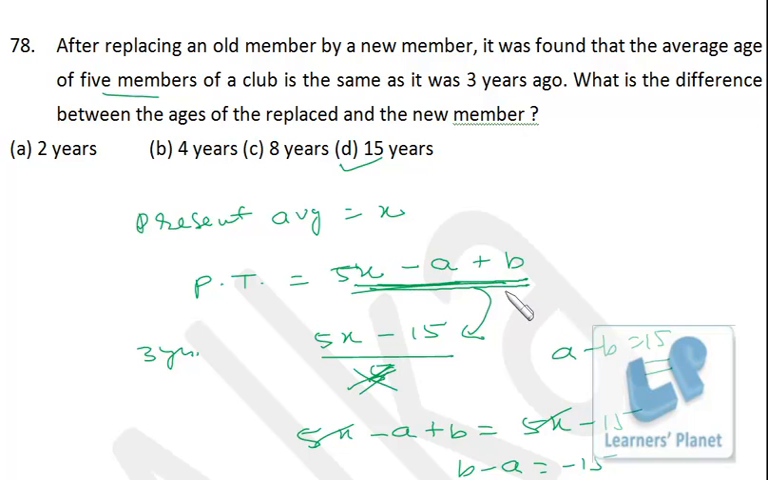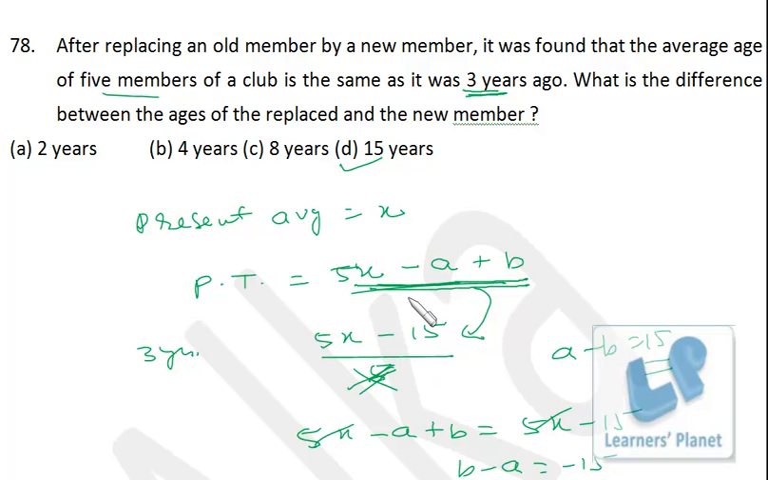But in this case the new person is there but the old person is eliminated, right? Now this is the total present age of all this new team, with the old member getting exchanged with the new member. Now that is actually what the average is same as 3 years ago, right? So 3 years ago the present total is 5x. So 3 years ago 5 members must be 3 years younger. So it's 3 into 5, that is 15 we have to deduct. So this is the old total.